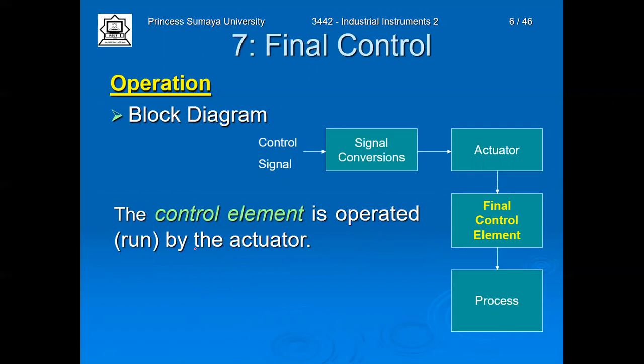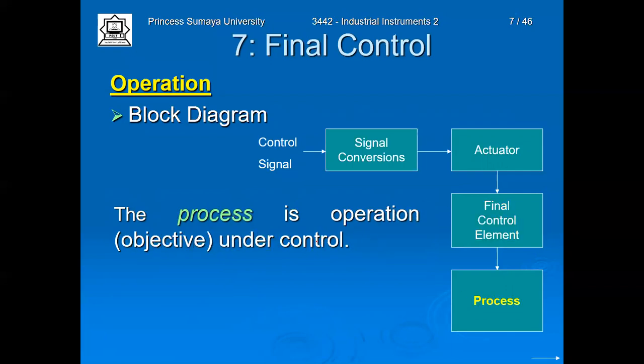Then we have the final control element. The final control element, or the control element, is run by the actuator. So the actuator applies force, maybe mechanical force, as I said, to the final control element. The final control element will affect the process, either increasing the temperature, the speed, the pressure, the flow, etc. So the final control element here will affect one or more physical quantities of the process itself. The process is the operation under control.